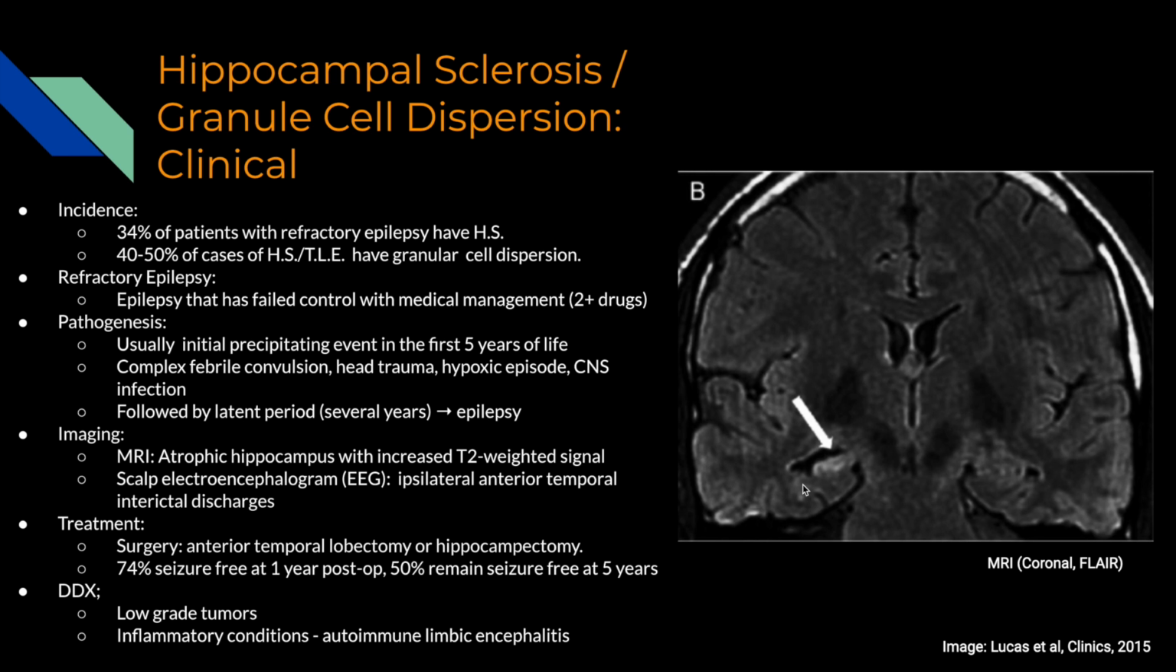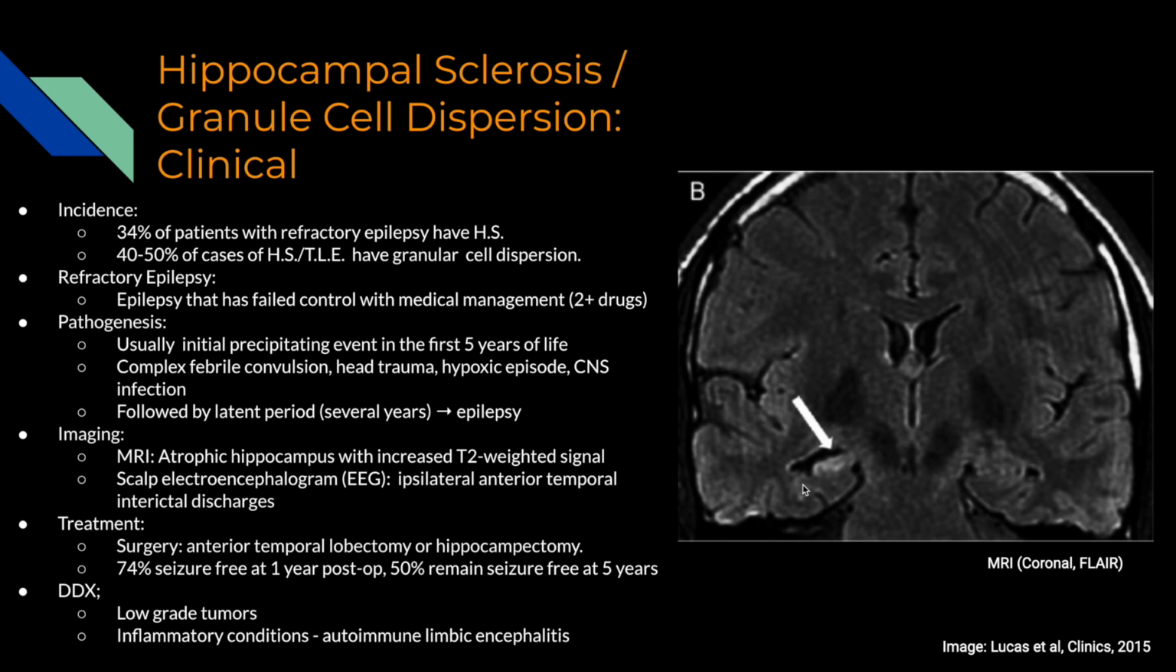So again, the treatment is anterior temporal lobectomy, or removal of the temporal lobe, or hippocampalectomy, which is really removal of the hippocampus, the amygdala, and nearby structures to try to reduce this epileptogenic focus. And patients do quite well with the surgery. 74% will be seizure-free in their first year, and 50% will remain seizure-free for the next 5 years. So really effective surgery for this otherwise medically unresponsive disease.